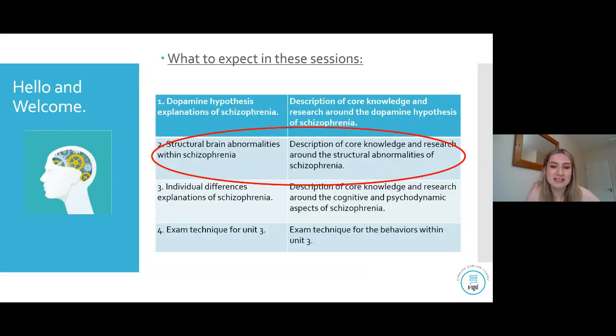All right, so within these sessions then, there are 4 different areas that we are focusing on. The first session looked at the dopamine hypothesis within the biological explanations of schizophrenia. We looked at what the dopamine hypothesis is and then how to tackle that if it came up in the exam as a describe question. In today's session, we are sticking with our biological explanations, but we're going to look at the second explanation, which is structural brain abnormalities. So we'll look at description of core knowledge and research around structural abnormalities of schizophrenia.